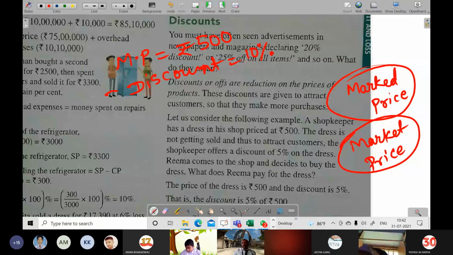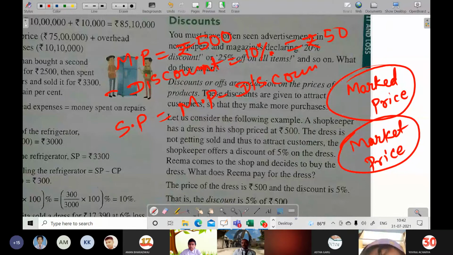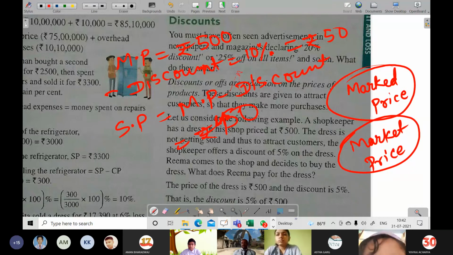Then 10% of rupees 500 will become rupees 50. So SP will become MP minus discount. That is, SP is rupees 450. Now, on how much he had bought, that will be CP. Of course, if a person is selling at 450, then maybe he had bought at 430 or 440. Or maybe this 450 is going in loss, and he might have bought at 460 or 470 rupees.